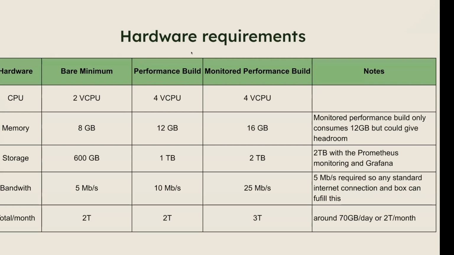If we take a look at the kind of boxes that could run a Gnosis validator node, the bare minimum would be something like this. So 8 gig of memory, 2 CPUs, and 600 gig of storage. This is the kind of box you'd select if you just wanted to run a validator Gnosis node. So this is going to be able to run one node comfortably and keep validating for a long time into the future.